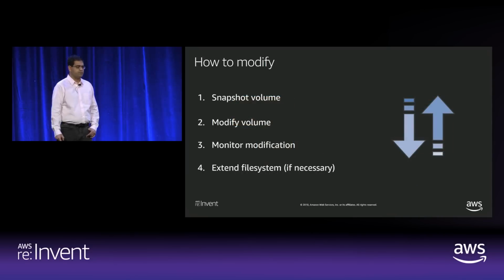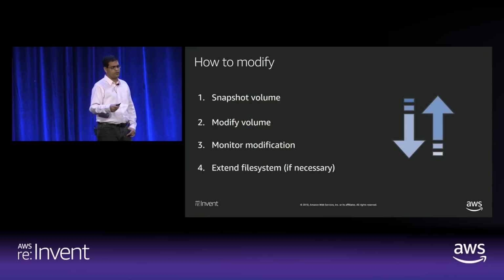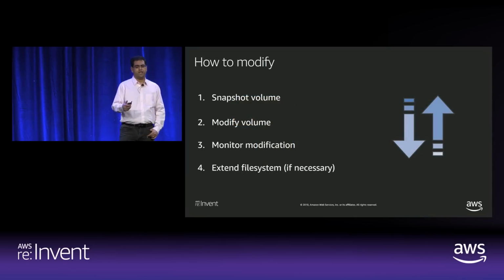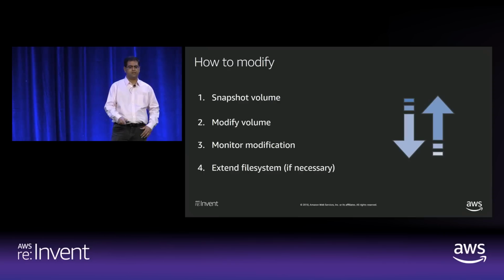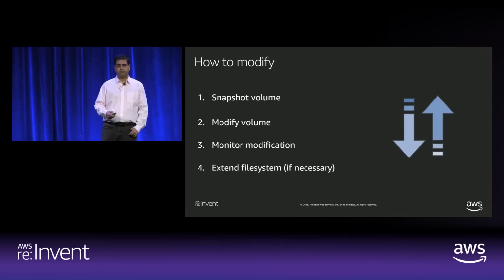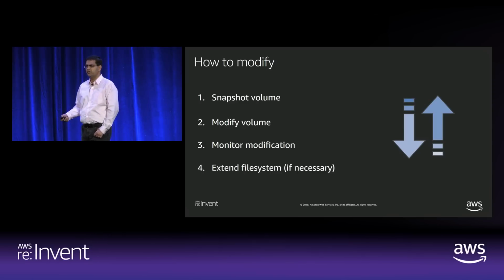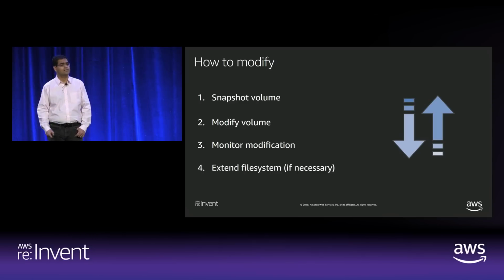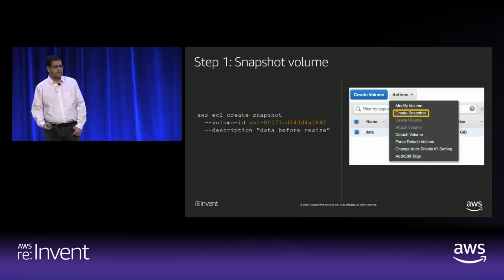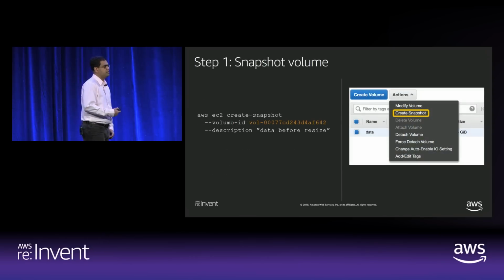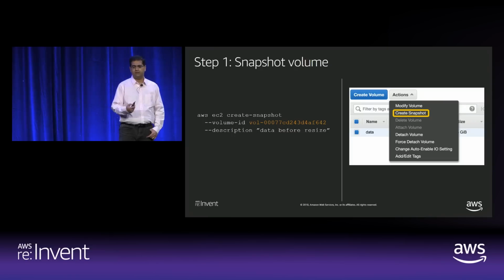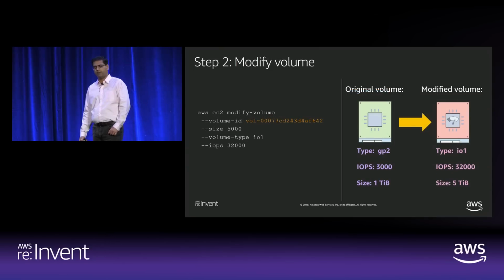So how do we modify? We recommend 4 steps. Snapshot your volume in case things go wrong, modify your volume, monitor your modification, and then extend your file system. I'll cover each of those 4. So snapshot volume, pretty standard. Use the create snapshot, use the console, use the CLI. That'll allow you to create your snapshot.